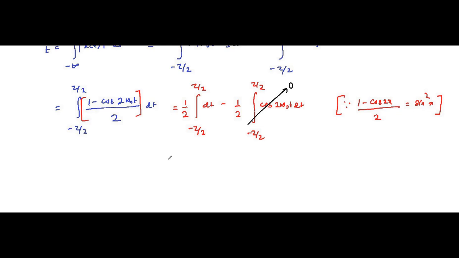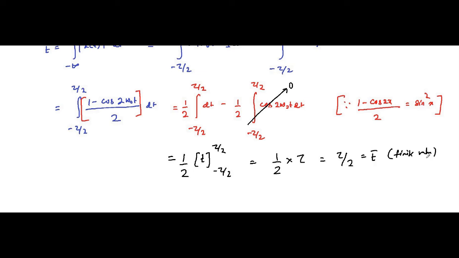So here it will be simply 1 by 2 times the integration of dt, which will be t, from minus tau by 2 to tau by 2, which is equal to 1 by 2 into tau by 2 plus tau by 2, which is tau. So it will be tau by 2. The energy is tau by 2, which is a finite value.